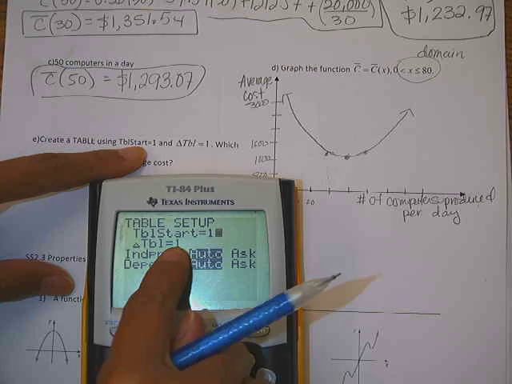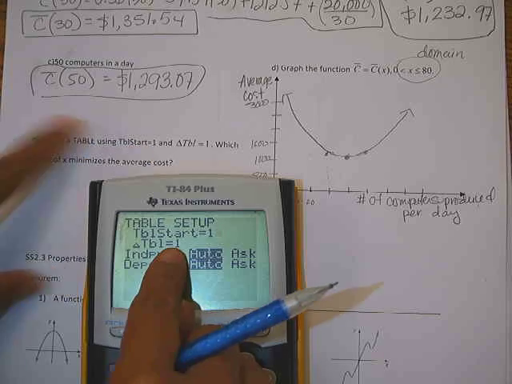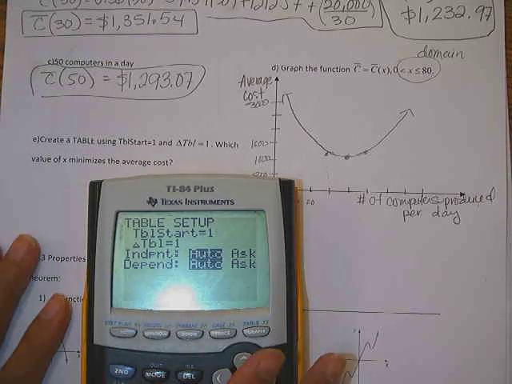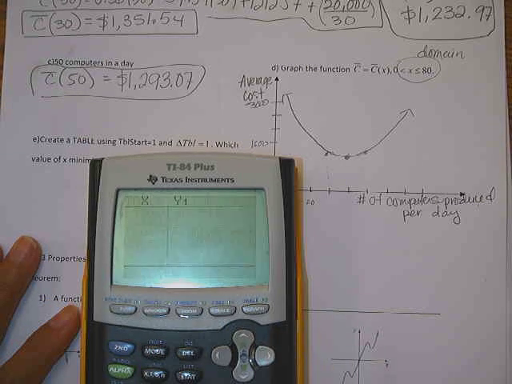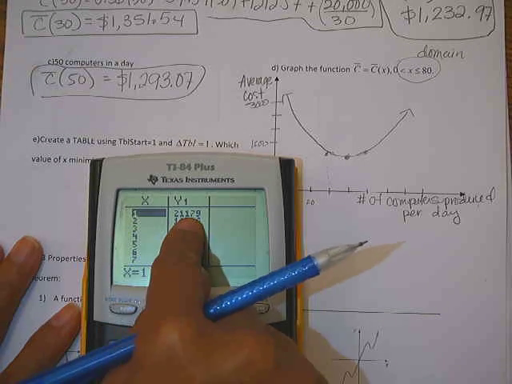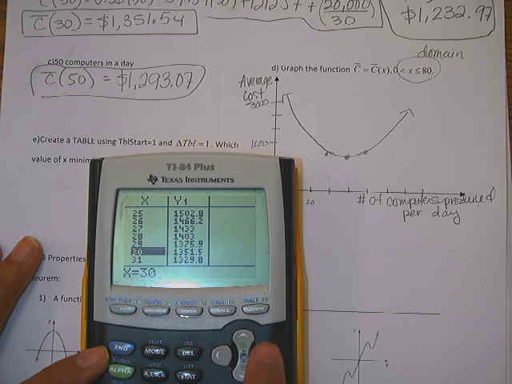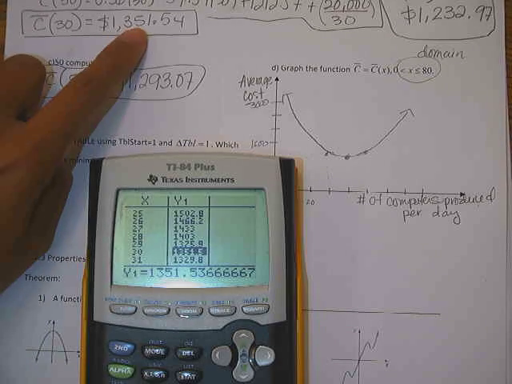And this is the table change. That means each value is an increment of 1 unit, so 1 computer in our case, which I already have. And then go ahead and hit second table, which is over here. With 1 computer, the average cost is going to be about $21,000. We already know that we have 30, so let's go to 30 to see if it answers right. There you go. 30 computers. Our average cost is $1,351.